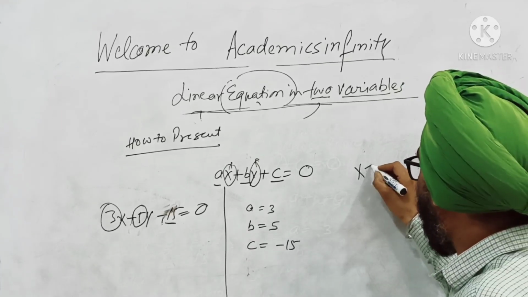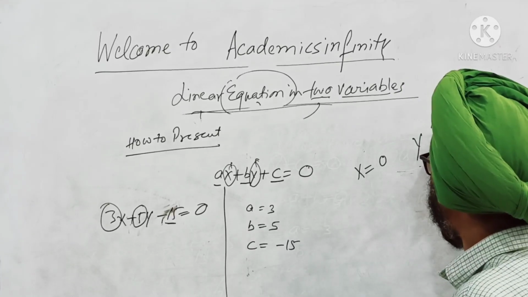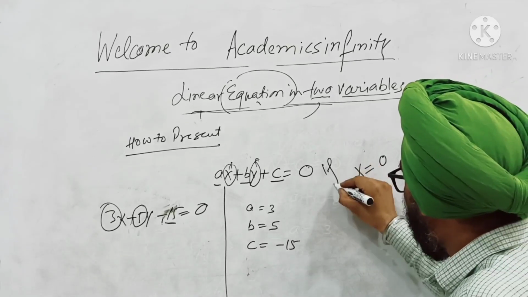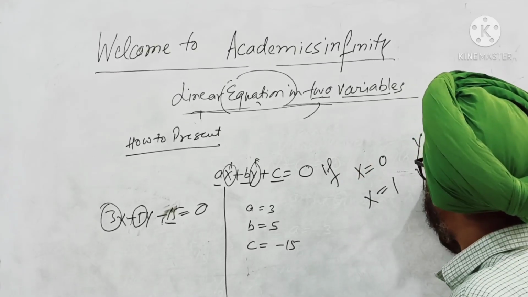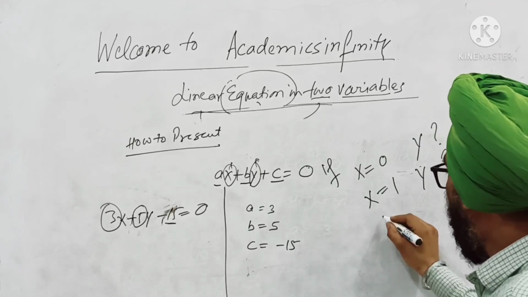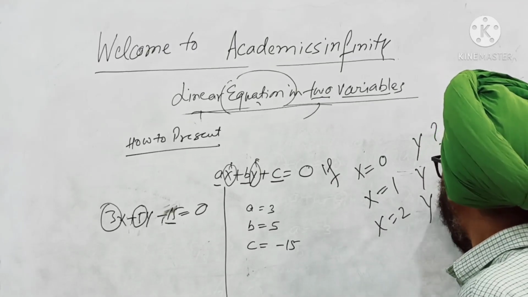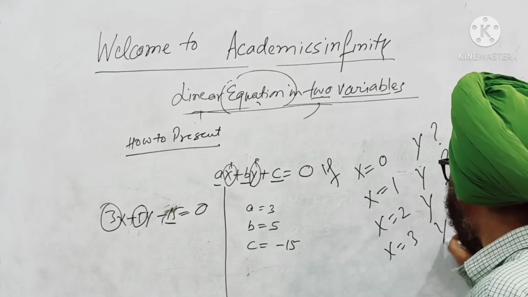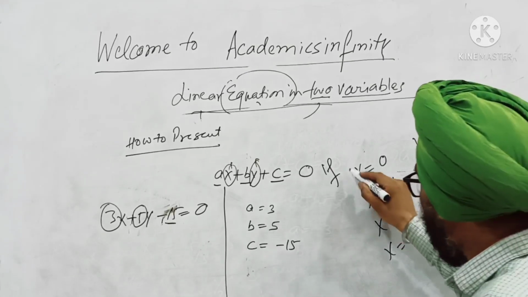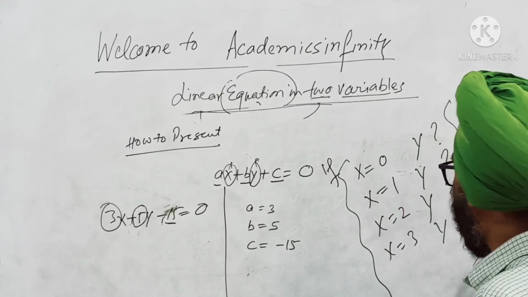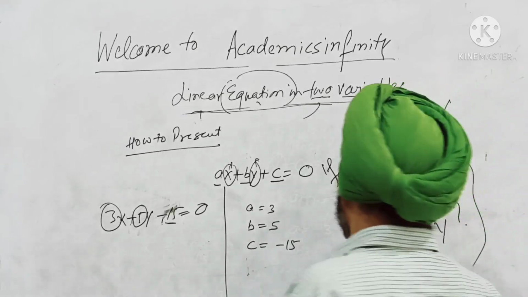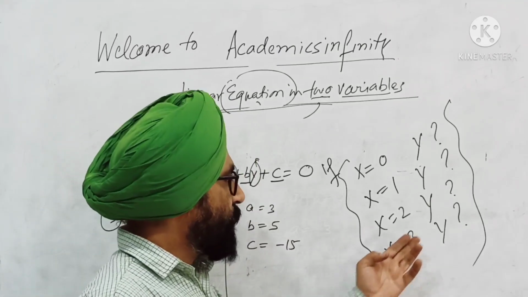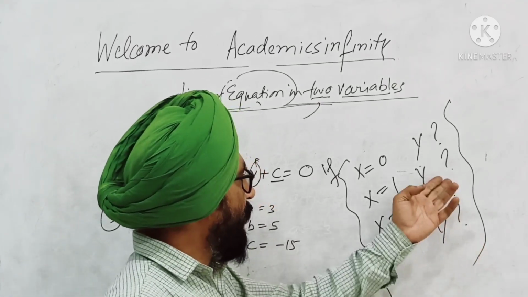that the value of x is 0, find the value of y. If the value of x is 1, what is the value of y? If the value of x is 2, what is the value of y? If the value of x is 3, what is the value of y? So, there are infinite solutions of x and y. You can assume any value of x, and the value of y is different in every step.